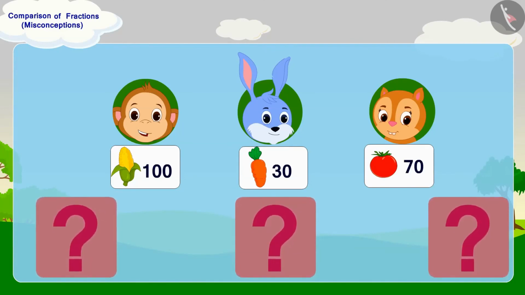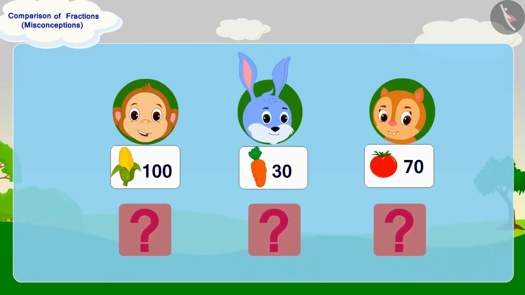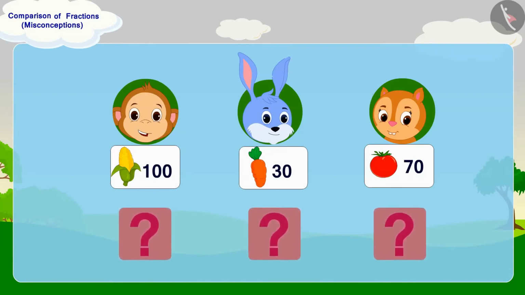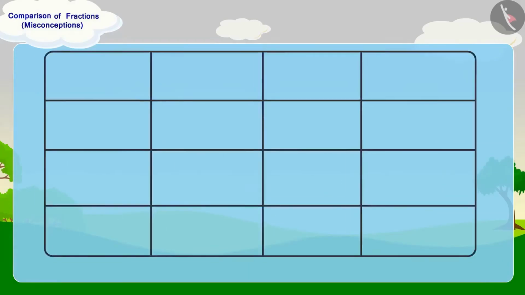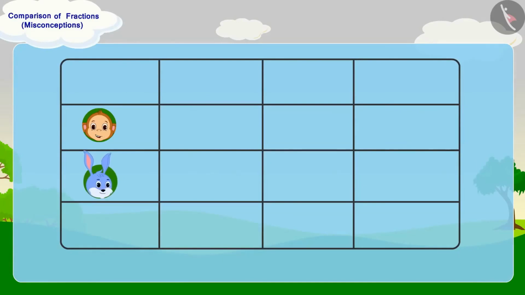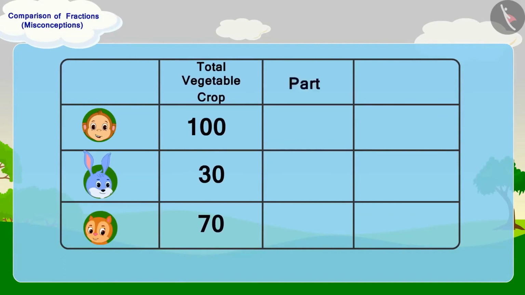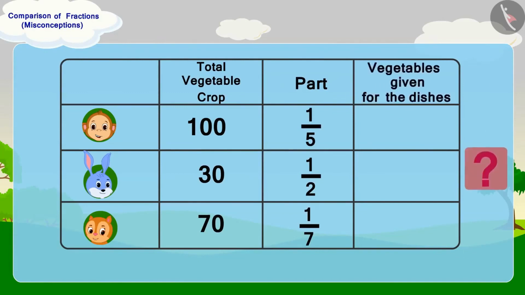So, what shall we do now? To solve the confusion between the three of them, we have to find out the number of vegetables given by each of them. Here, the total quantity and share of vegetables grown in the crops of Babban, Bunny and Chanda is written. Can you find the number of vegetables given by all three from these parts? If you want, you can stop the video and find the answer.